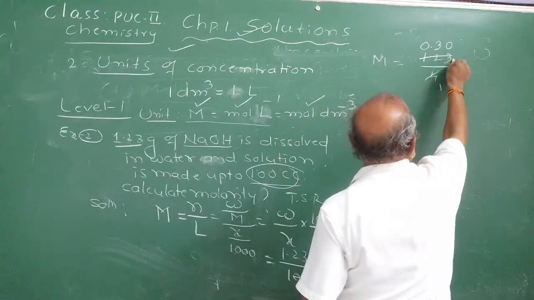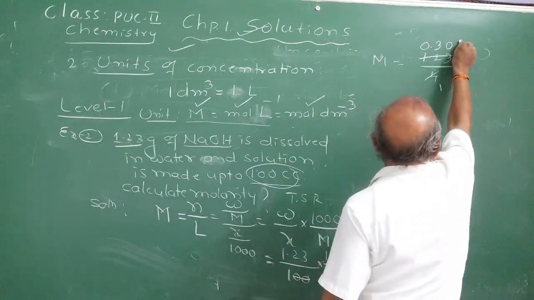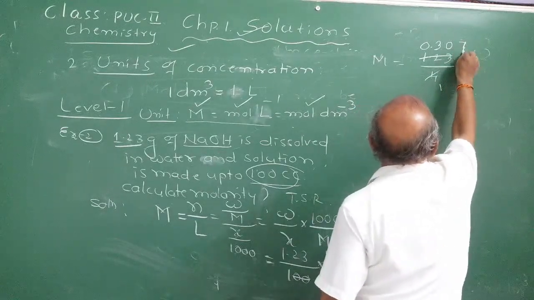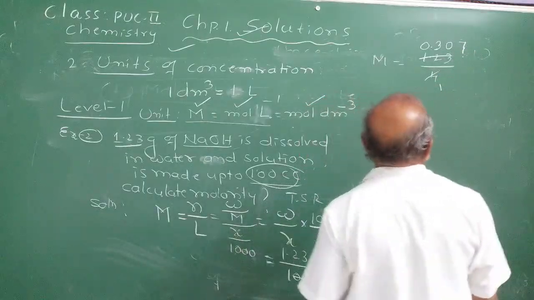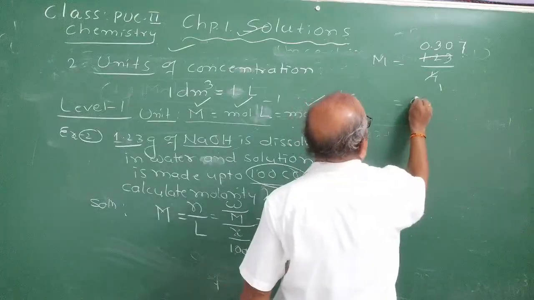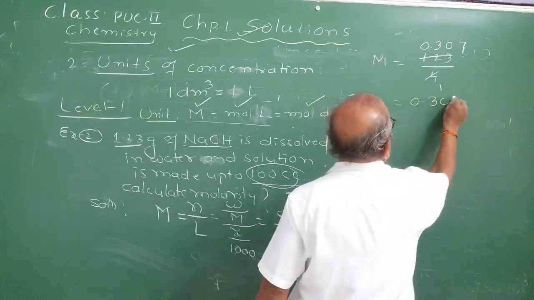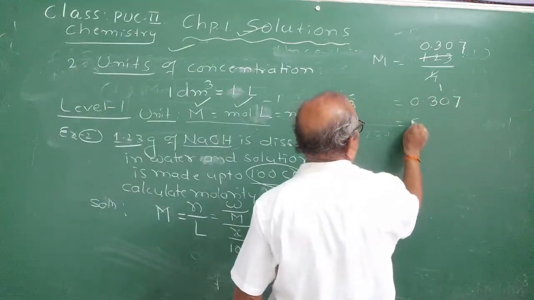Now it becomes 30. How much do you get? 4 sevens are 28. 4 8s are 32. Therefore, your answer will be 0.307. Same thing I was telling you.